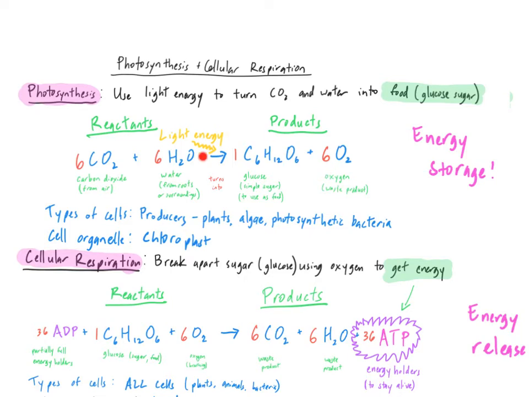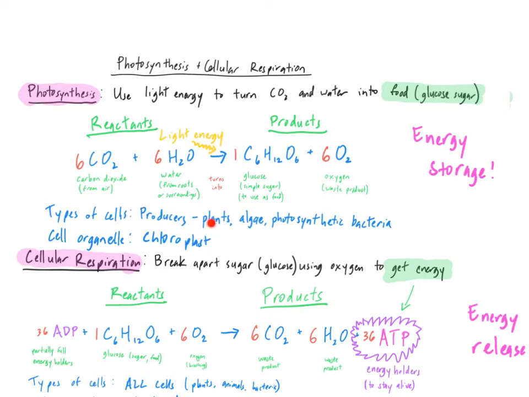So why are we doing this? We're doing it to create food so that I can store energy inside of plants or plant cells. The types of cells that are doing this are producers. Any plant cell could do it, any algae, any photosynthetic bacteria, basically anything that can do photosynthesis, shockingly, can do photosynthesis. Any producer.